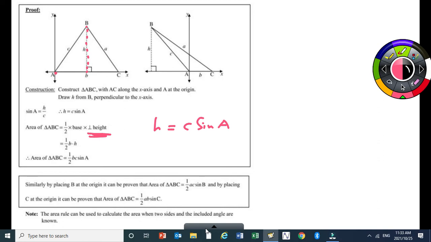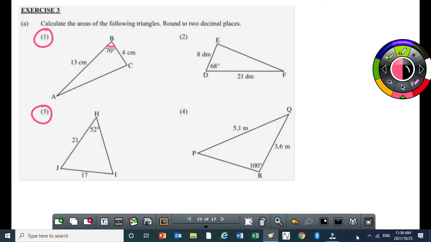Okay, I also want you to be aware that you can derive the sine rule from the area rule. If you read widely and look at some textbooks, you can also find the derivation of the sine rule from the area rule. Our angle there, angle B, is 70 degrees.